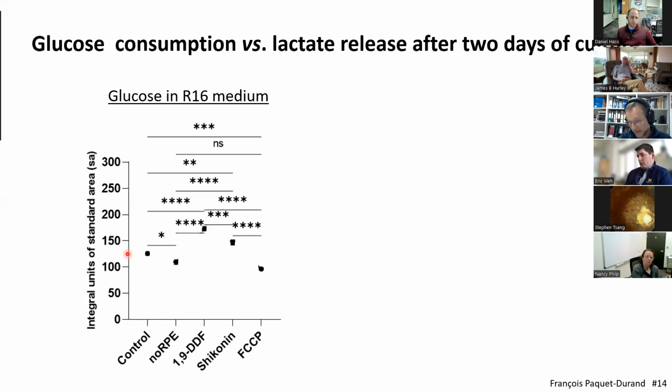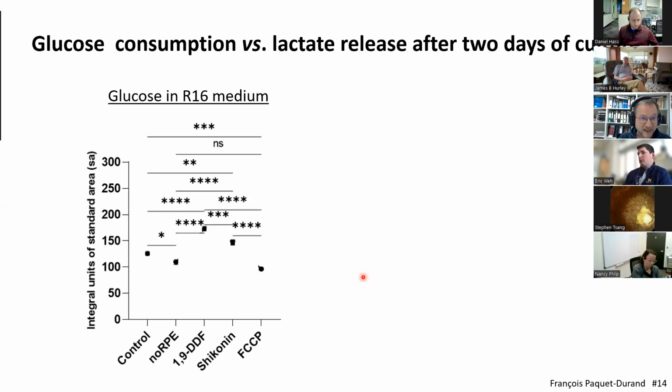So the control has a certain level of glucose in the medium. No RPE has less, indicating more consumption. With the glucose transporter inhibitor, we have more glucose in the medium, so less glucose consumption. Chikunine, perhaps not really changed. FCCP, it looks like there's more glucose consumption. What was the starting amount of glucose versus the control?